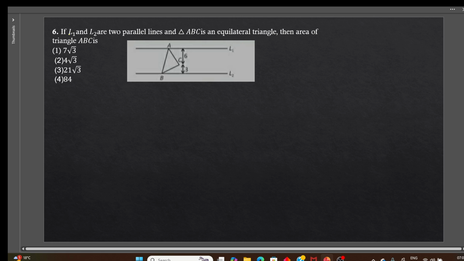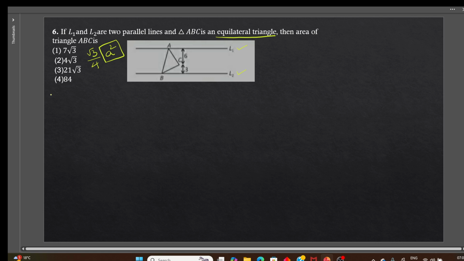If L1 and L2 are two parallel lines, and triangle ABC is an equilateral triangle, then the area of triangle ABC is. So we know the area of an equilateral triangle formula, that is root 3 by 4 a square. Correct? Root 3 by 4 a square. So here we need to find this a square.